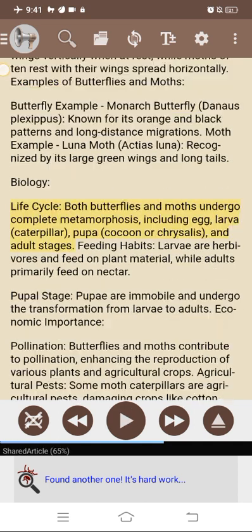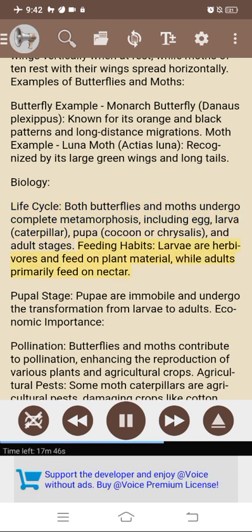Biology. Life cycle. Both butterflies and moths undergo complete metamorphosis, including egg, larva, caterpillar, pupa, cocoon, or chrysalis, and adult stages. Feeding habits. Larvae are herbivores and feed on plant material, while adults primarily feed on nectar. Pupal stage. Pupae are immobile and undergo the transformation from larvae to adults.